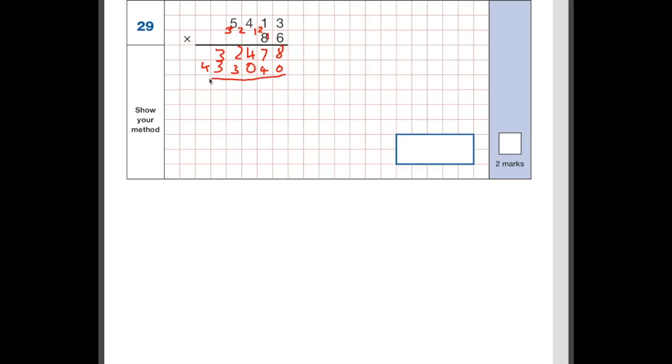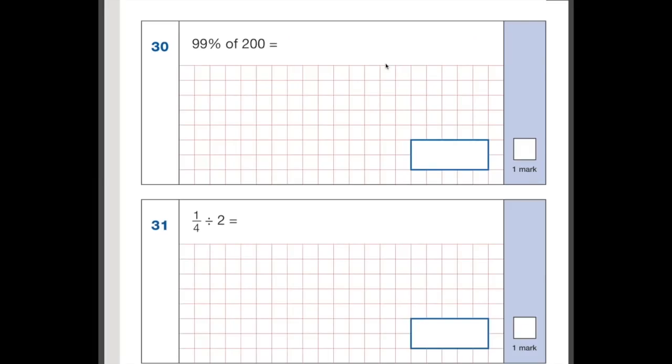And the last step is we add these together. 8 add nothing is 8. 7 add 4 is 11. Put the 1, carry the 1. 4 add 1 is 5. 2 add 3 is 5. 3 add 3 is 6. And 4 add nothing is 4. So our answer is 465,518.